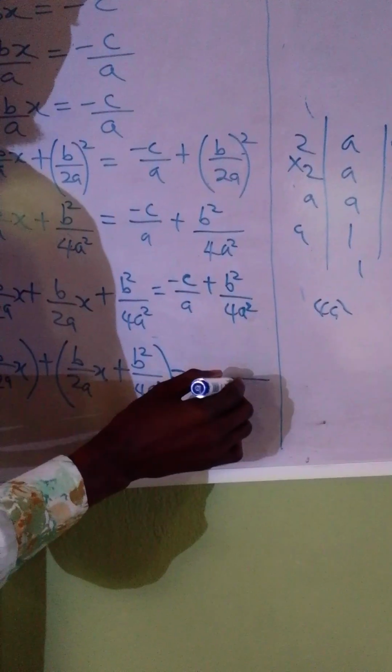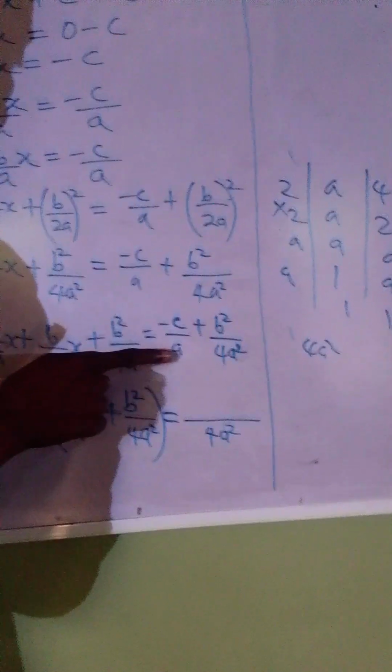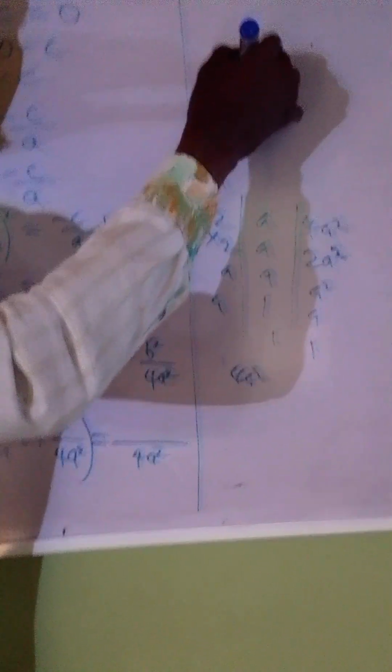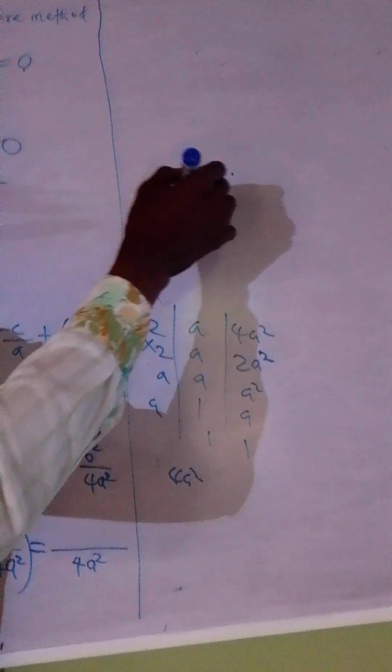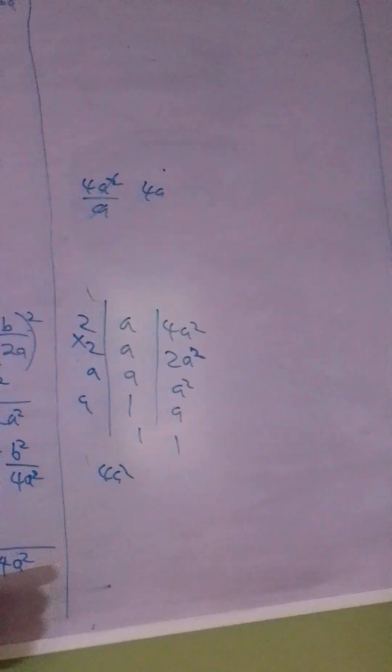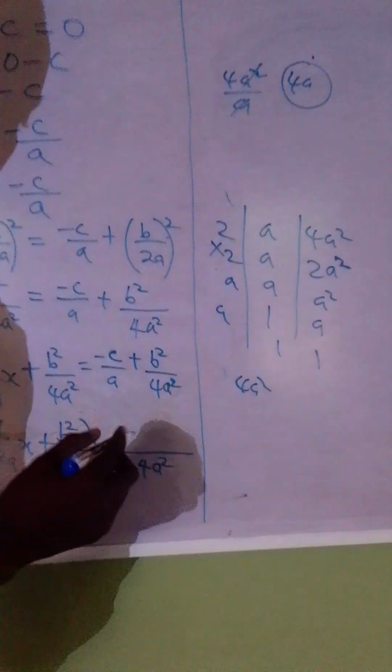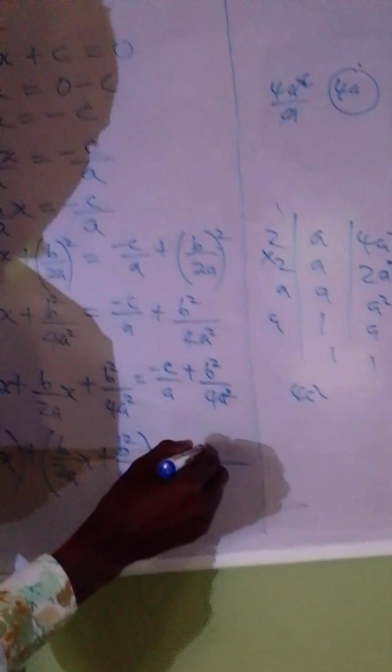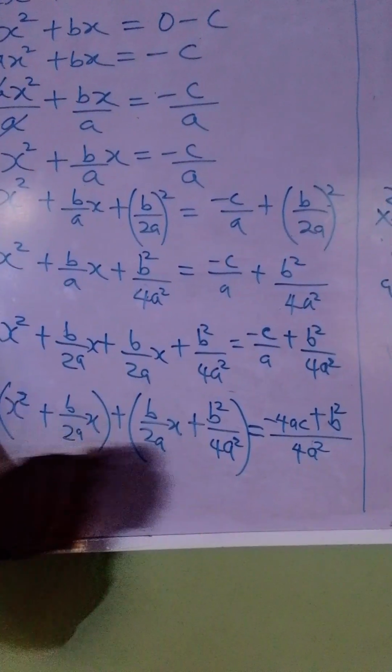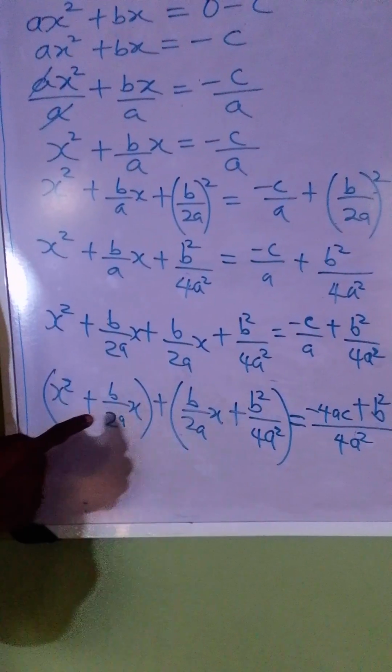What will I do with the LCM? I'm going to divide the LCM by each of the denominators. 4a squared divided by a, cancel a. We have 4a left. Then 4a we got here times minus c gives us minus 4ac. Then bring down this plus. Then 4a divided by 4a is 1. 1 times b squared is b squared. Okay, then what we do here, we find the HCF of each of the expressions in the brackets.